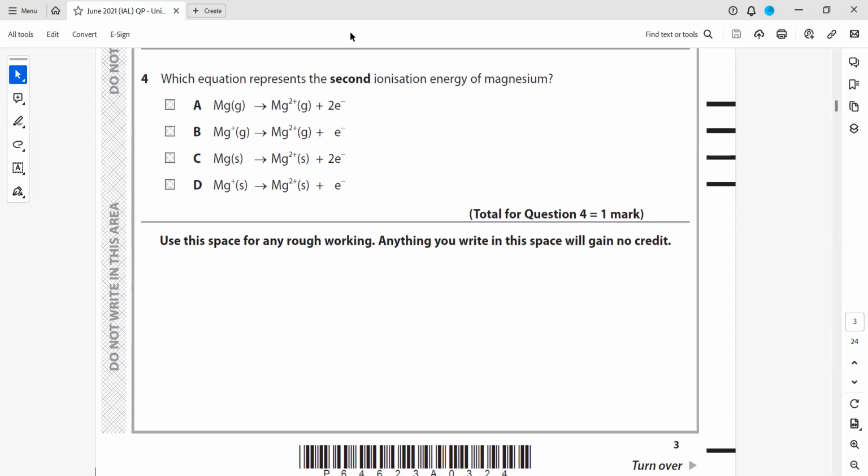Which equation represents the second ionization? Second ionization energy is the energy needed to remove the second electron, already from a gaseous state. So C and D are totally wrong because of the solid state. Here, two electrons should not be released together. It's the energy needed to remove the second electron from an ion. So that's why B is right. Why not A? Because A shows the total energy needed to remove both of the electrons. But we don't need both. We need only to remove the second electron.